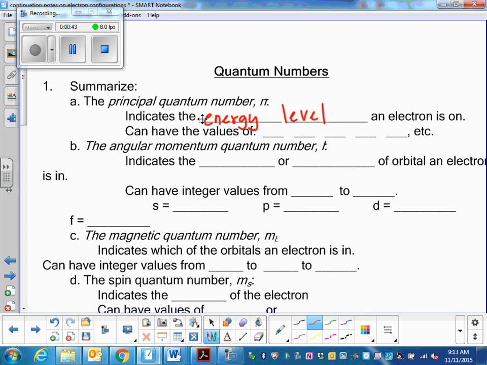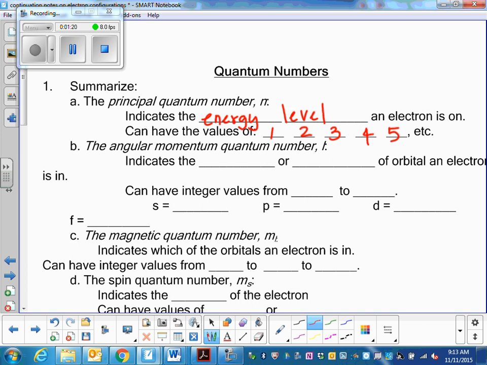Now, when he solved for n, there was a condition. N can have only whole number values. N can only be 1, 2, 3, 4, 5, etc. And how many total energy levels do we actually see on the periodic table? 7. Can there be more than 7? Yes. Are they allowed energy levels? Yes. But do we know of elements in which electrons actually occupy those energy levels? We haven't found them. Does that make sense?